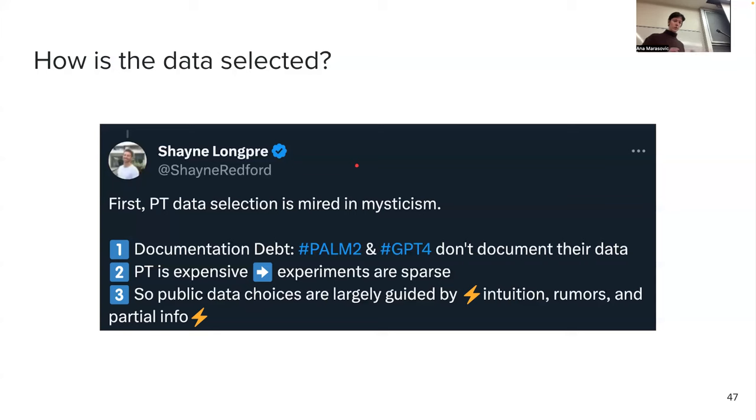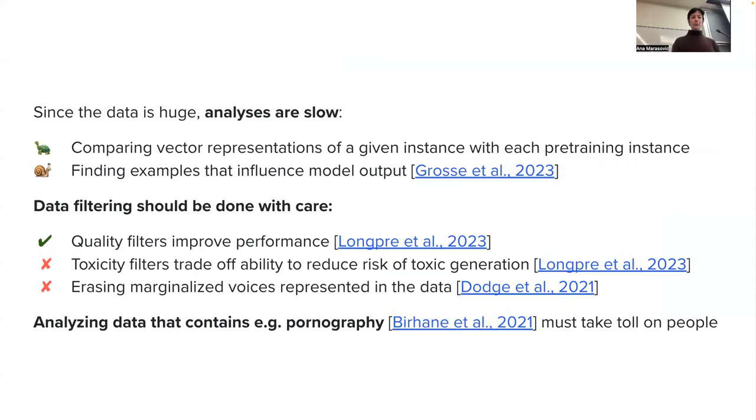So I love what Shane says here: public data choices are largely guided by intuition, rumors, and partial information. And this is really true. People who build this are largely guided by talking to each other and sharing information. So analyses are slow. Comparing vector representations is really hard. There are techniques for finding influential examples for your predictions, so you can determine which of the training examples were important. Those things are too slow, as Purbit knows really, really well.